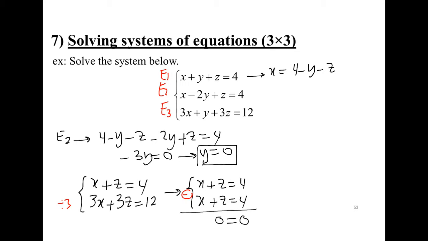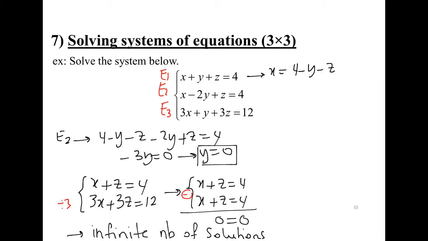Now the 2 by 2 system we ended up with did not lead to a false statement. It led to a true statement. This is true for all x and z. So basically over here in this case, the system has an infinite number of solutions.